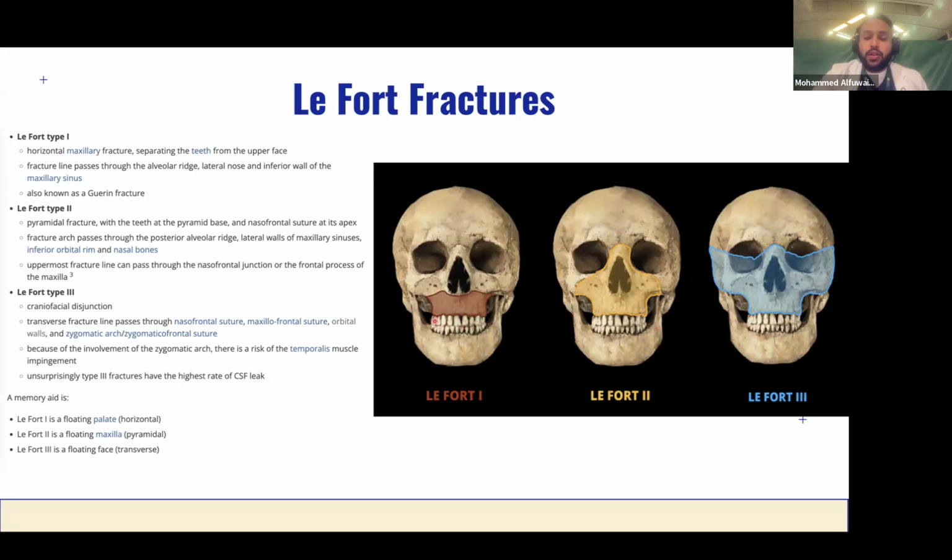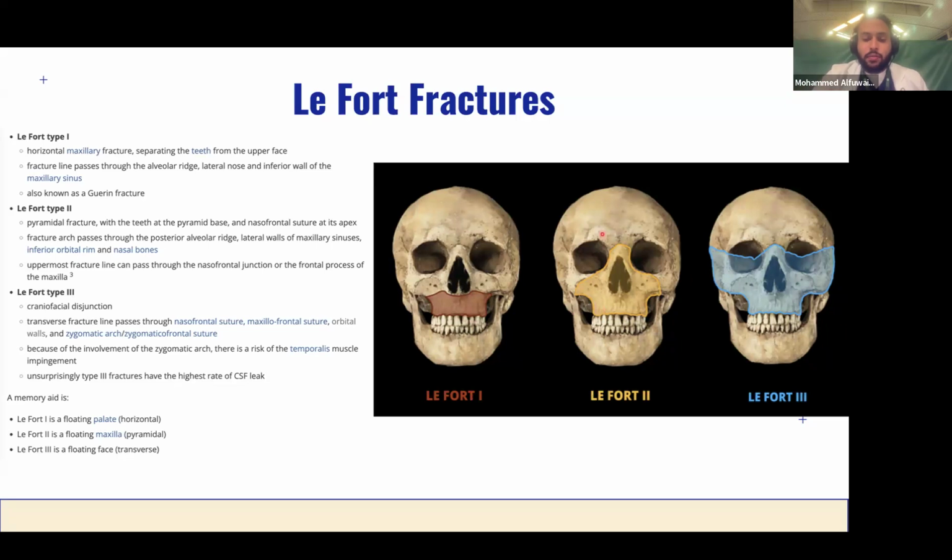So Lefort 1 is basically going to separate the teeth from the rest of the maxilla, and the fracture is only in part of the maxilla, which is bordered by the inferior part of the maxillary sinus and the teeth. That's it. So it's a very smaller fracture.